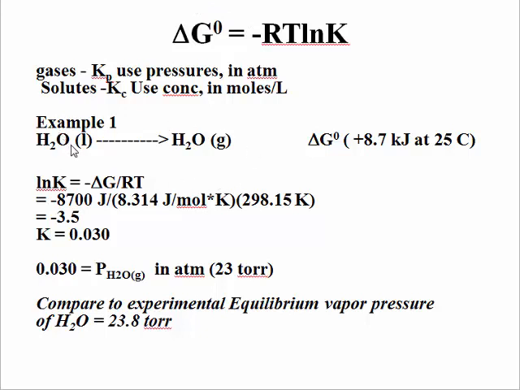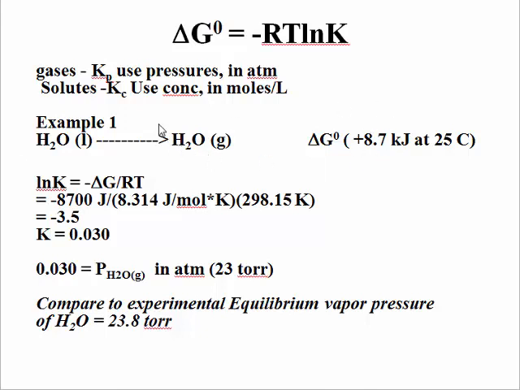Right. Consider going from liquid to vaporous water. At 25 Celsius, you can calculate delta G as positive 8.7 kilojoules for this process. In other words, it's not spontaneous because delta G is positive. And that makes sense. At 25 Celsius, we know water doesn't boil.